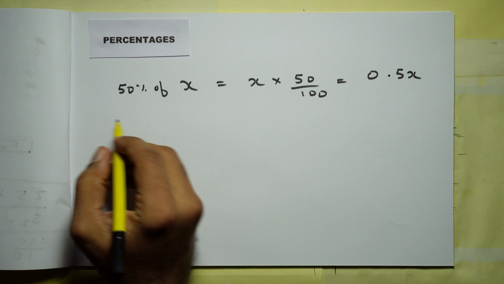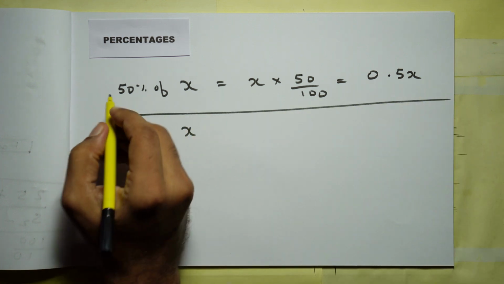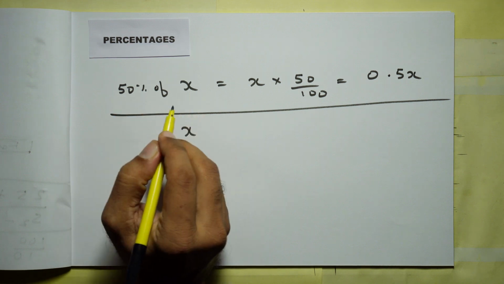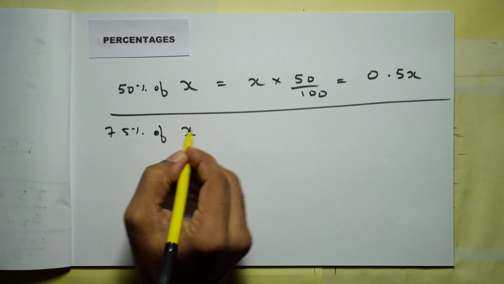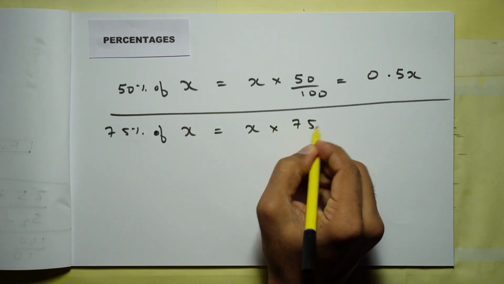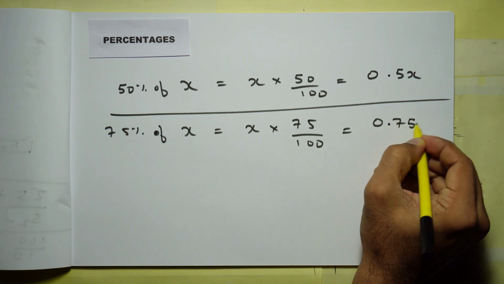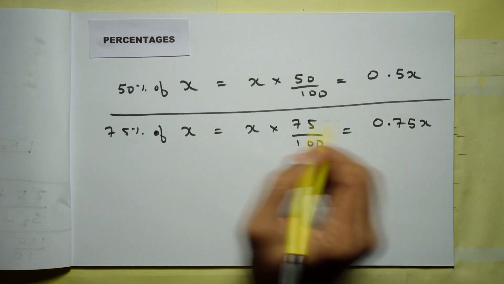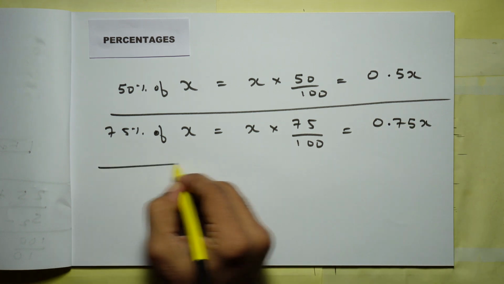Let us look at some more operations. You have a particular value x. Now you want to find out 75% of x. So what you do is x you have to multiply by 75 by 100. So what you will be getting is 0.75x. So that is 75% of x, that is 0.75x.